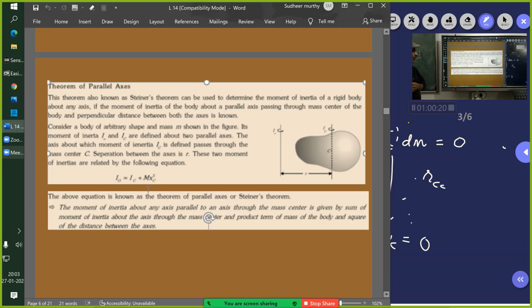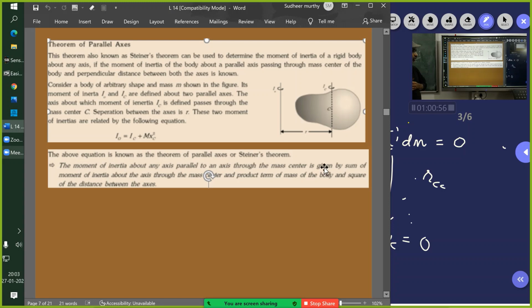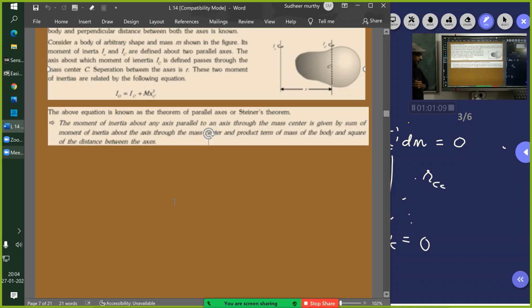So therefore, you write it as Io. Io is the moment of inertia about some reference point O, which will be the moment of inertia about the center of mass plus M into Xc square. What is Xc square? Here it is shown as r. If you take O as the origin, Xc becomes the perpendicular distance of the center of mass of the body from the frame of reference. Got it? So therefore, the moment of inertia about any axis parallel to the axis through the mass center is given by the sum of the moment of inertia about the axis through the mass center and the product of the mass of the body and the square of the distance between the two axes. I hope everything is clear here.